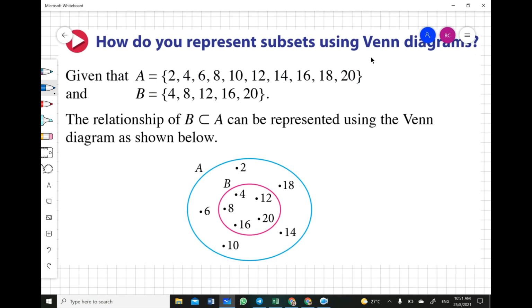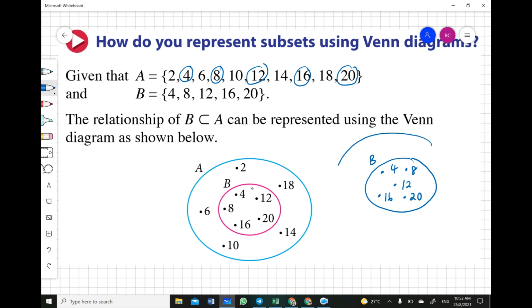How to represent subsets using a Venn diagram. Just now I already showed you. If you are given set A as 2, 4, 6, 8, 10 until 20, and set B as 4, 8, 12, 16, 20. So first, when you want to draw, if set B is a subset of set A, we are going to draw set B first. You start with set B and you label 4, 8, 12, 16, 20.